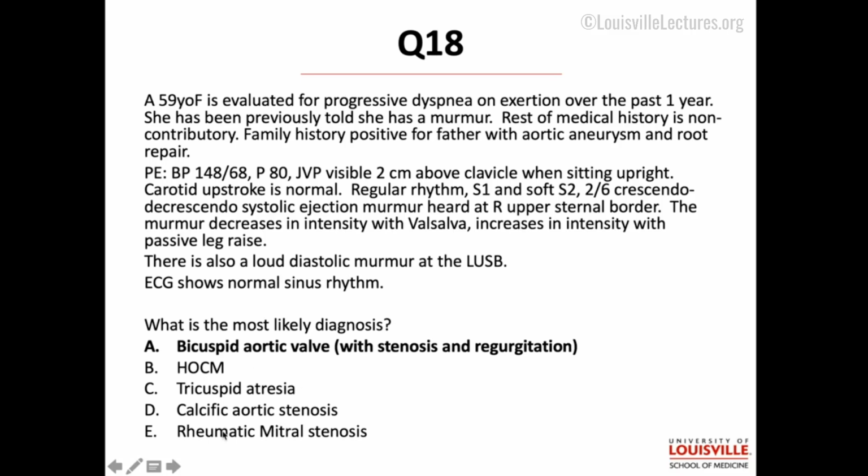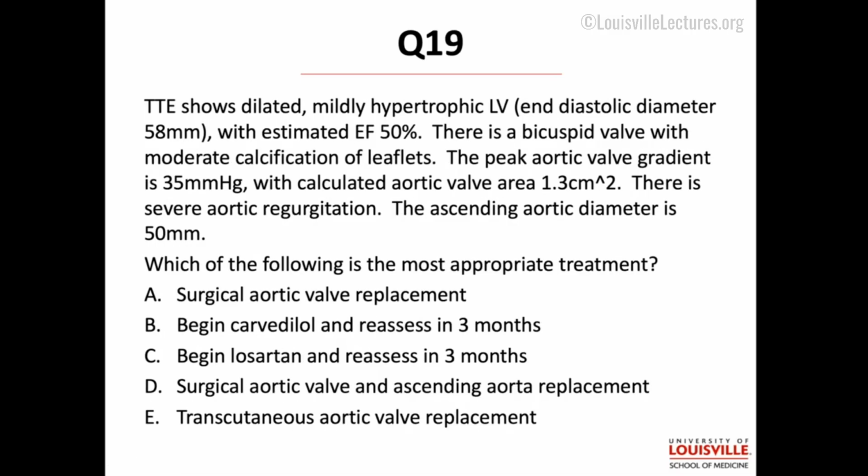You might have been tempted to think about mitral stenosis with a diastolic murmur, but you should not have also had this systolic murmur as well. Again, she's too young for calcific aortic stenosis, so we're really between aortic valve and HOCM, and the physical exam telling us that the murmur decreases with Valsalva puts you to bicuspid aortic valve. Next question.